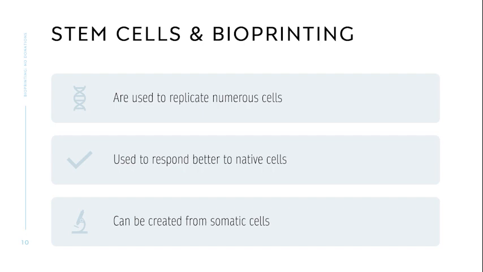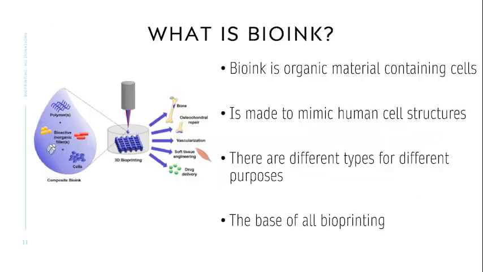Let's talk about what we've been talking about this whole time: bioink, the thing that actually makes the structures. Bioink is the base of all the structures made from bioprinting. It is made from a polymer and a cell. The specific components of bioink vary depending on the need of the project. The fundamental structure stays the same regardless of what the object actually is.